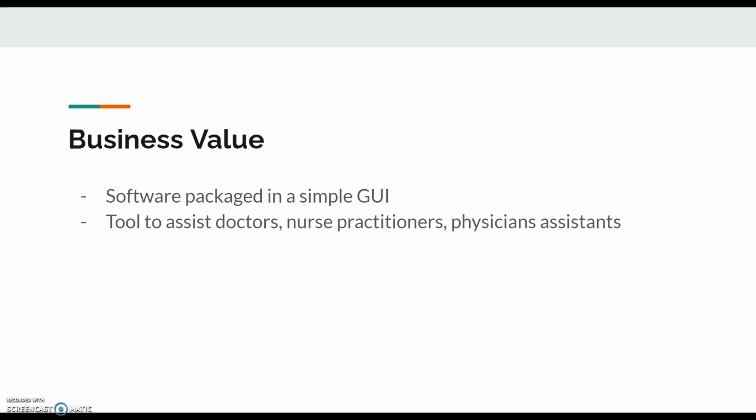What would be the business value of this project? Well, if you have a high accuracy score or a recall score, you can package the software into a simple GUI, graphic user interface, and you can sell this to hospitals or healthcare software companies as a tool to assist doctors, nurse practitioners, and physicians. See, the human eye cannot see as well as a computer can discern the pixels of an image. This software can help reduce human error.